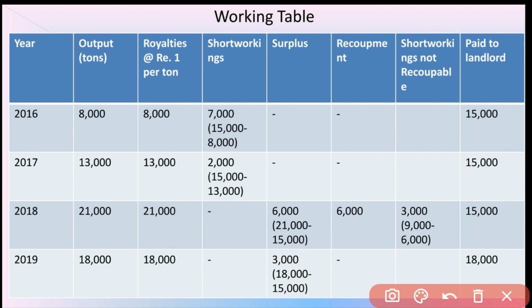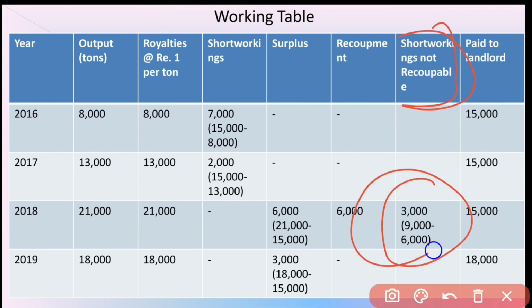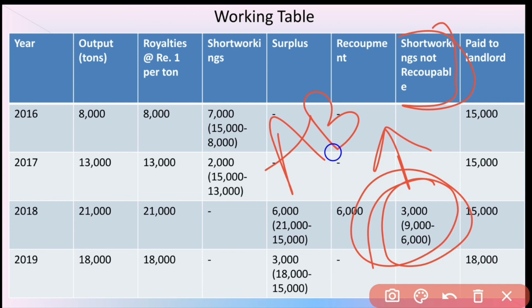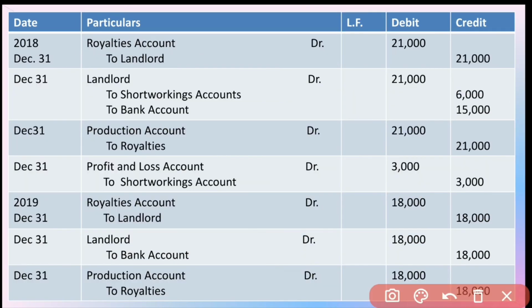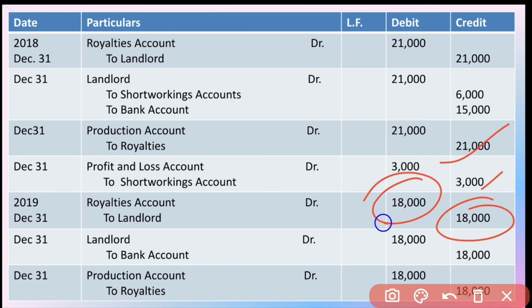See over here, short workings not recoupable, that means short workings that cannot be recovered, was 3,000. This is the actual loss of ABC Limited. So whatever is the loss is transferred to the P&L account. You've understood till here? Right. In the last year, what do I do? Royalties account, that is 18,000. In the last year, royalties were 18,000 and that was paid, being transferred to the landlord through bank. And last, whatever royalty was paid is transferred to the production account.